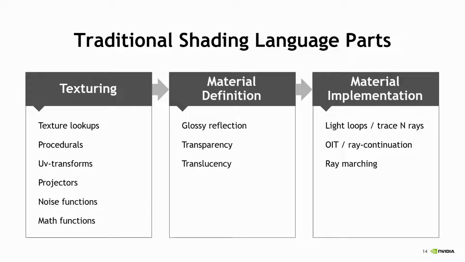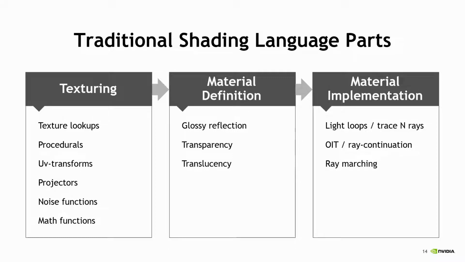So how did we achieve this? We took a look at traditional shading languages and analyzed what they are used for. And we identified 3 areas. First, there's texturing, which means the variation of the material across the surface. You might use bitmap textures and texture lookups to do this. You might define procedural texturing. You might transform the bitmap on the object using UV transforms or project it onto an object. This is all what we define as texturing.